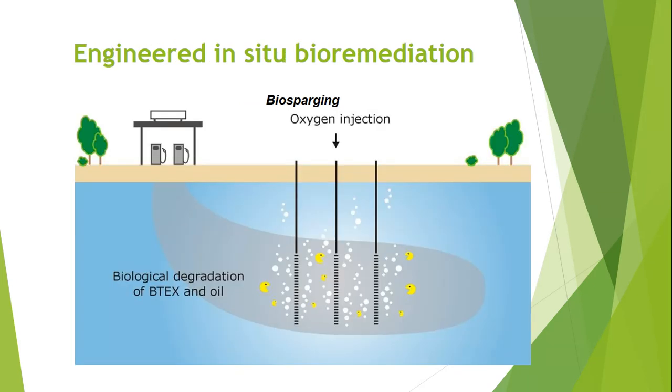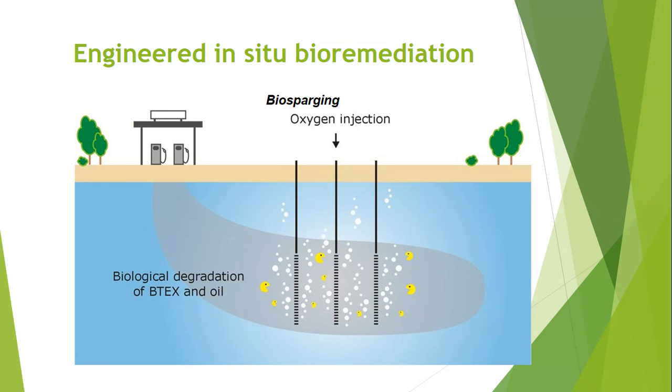Another branch is engineered in situ bioremediation, which is biosparging. This involves the injection of air under pressure below the water table to increase groundwater oxygen concentrations and to enhance the rate of biological degradation of contaminants by naturally occurring bacteria.